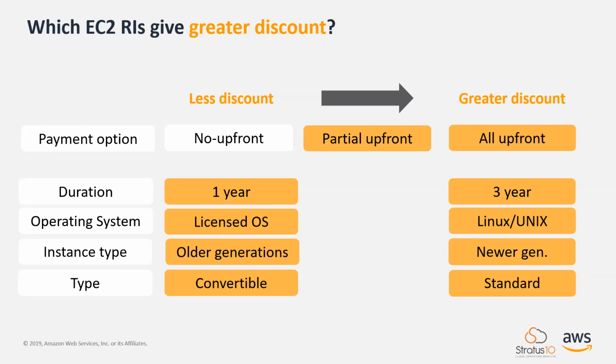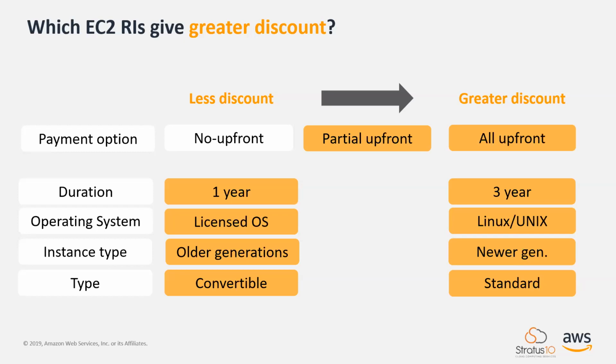Whereas with partial upfront, you're paying for a portion of that cost upfront, and then the remainder of the hours of the term is billed to you at an hourly discount, regardless of whether or not the instance is used. And then with all upfront, you're making full payment at the start of the term with no additional costs or hourly charge for the remainder of the term, regardless of the hours used.